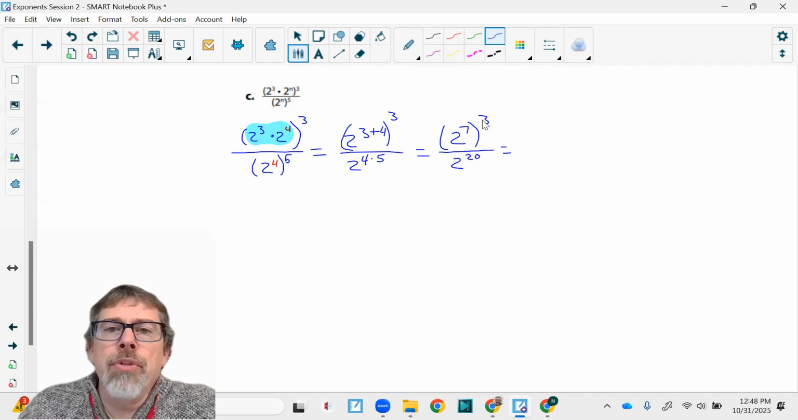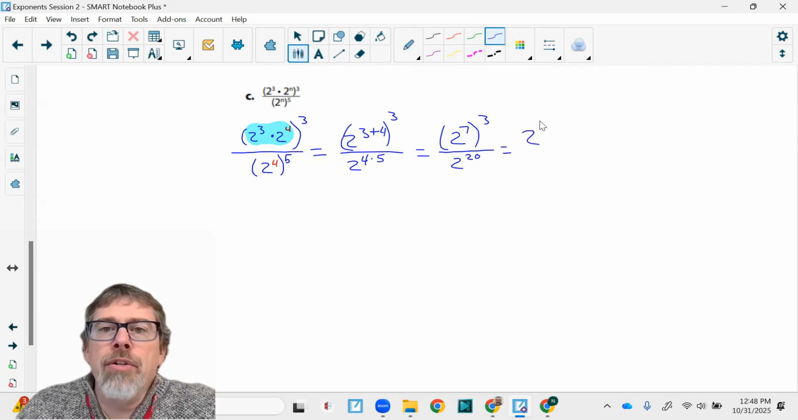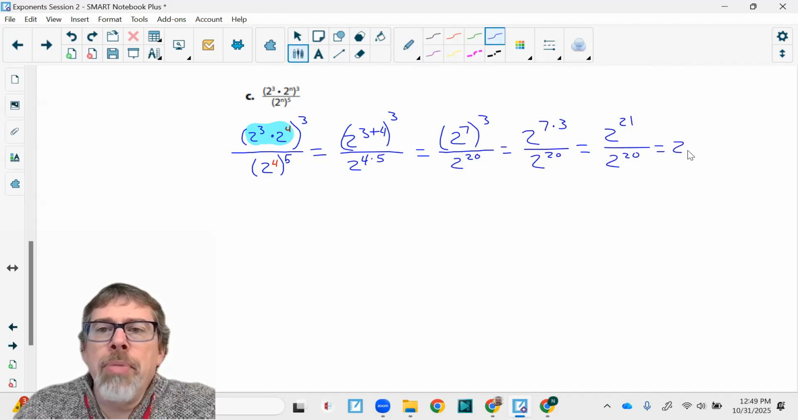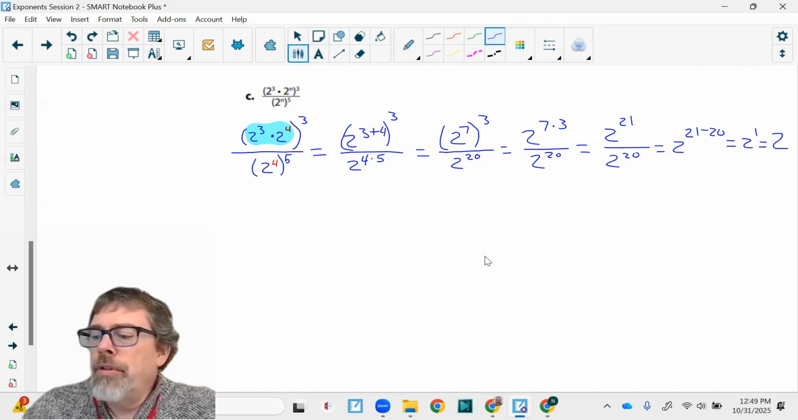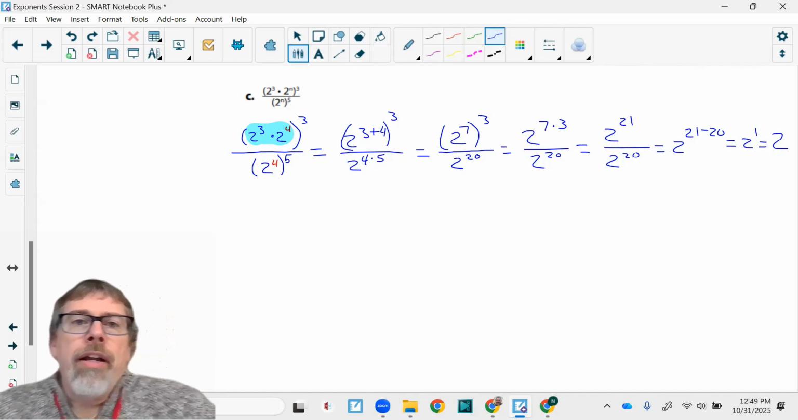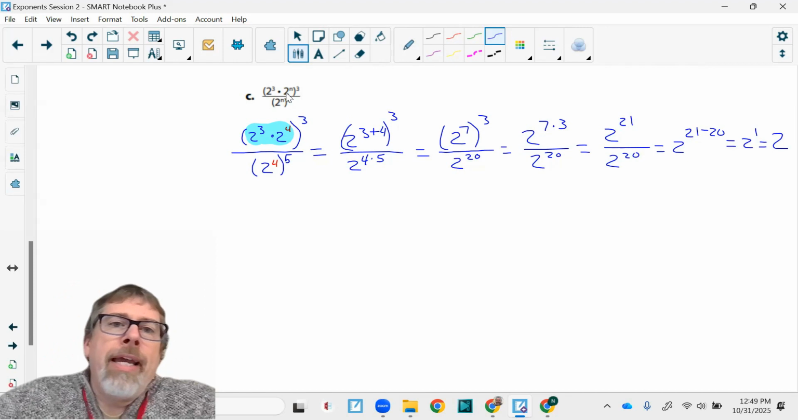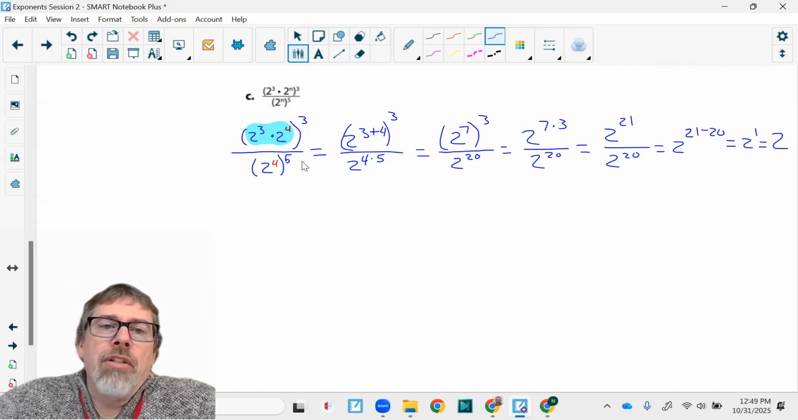Okay, and this rule is power of powers, and that says to do 2 to the 7 times 3 over 2 to the 20. And 7 times 3 is 21. So we have 2 to the 21 divided by 2 to the 20. And the rule says take your base and subtract your exponents. So this is 2 to the 1, which is simply 2. Okay. All right, so this whole mess here when putting 4 in for n came out to be just simply 2.